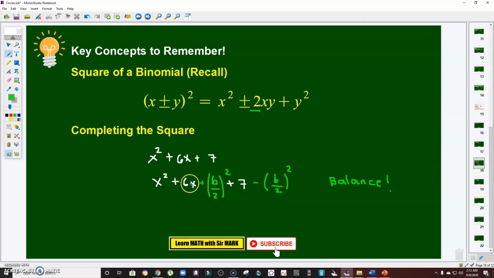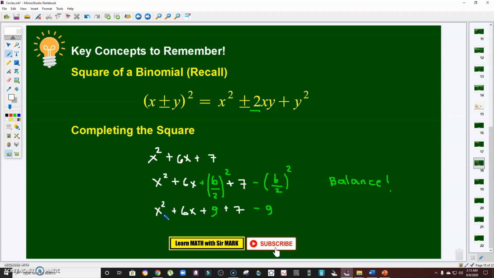So I'm not changing the value of this expression. That will be x squared plus 6x, and we know 6 over 2 is 3, to be squared, that will be 9. Then plus 7. Since it's plus 9 there, it's minus 9 here. Again, that's balance. You're not changing the value of the expression because it only means you're adding 0. 9 and negative 9 is 0.